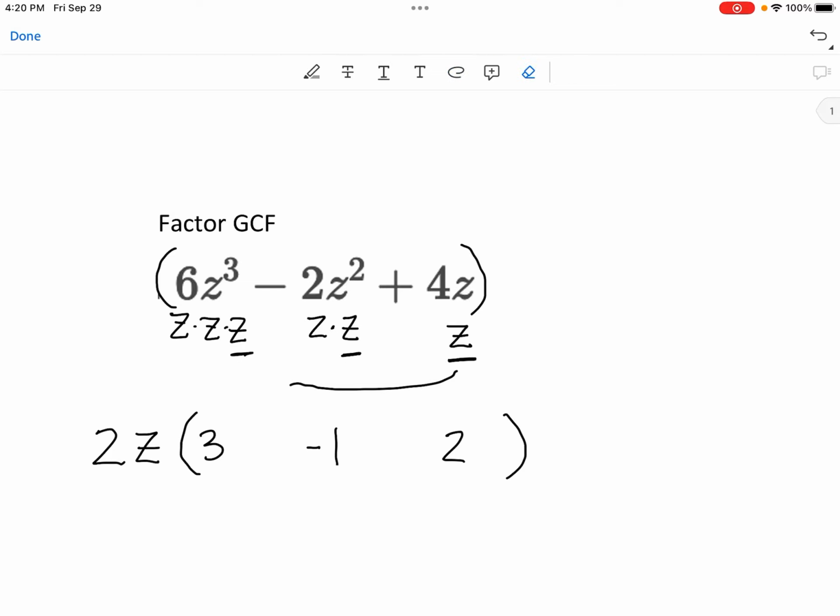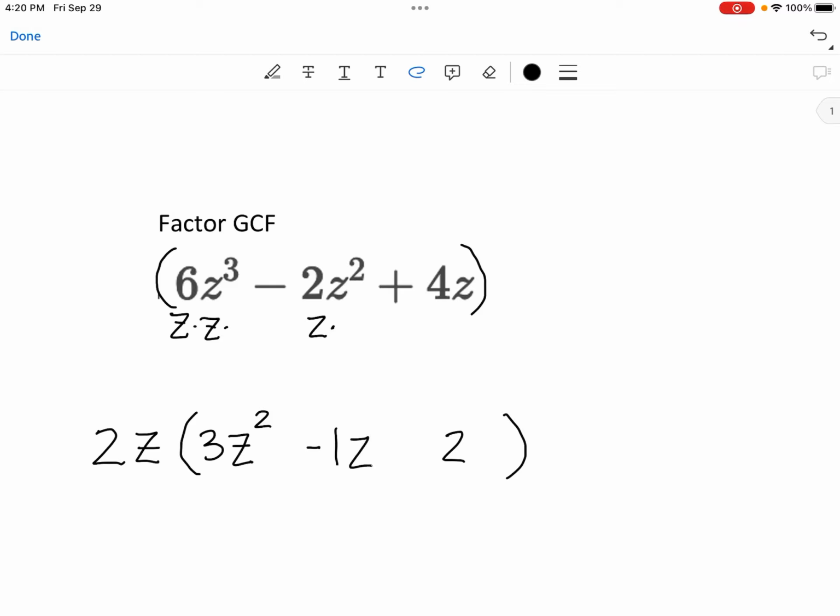And so what will be left over after that's gone, in the first position, is z times z, which is z squared. In the second position, just a z, and in the last position, nothing. And so this would be the factoring for this, again, just to keep things looking clean. And you can check yourself: is this 2z the greatest common factor? Well, if you imagine yourself distributing, 2z times 3z squared would give us 6z cubed.